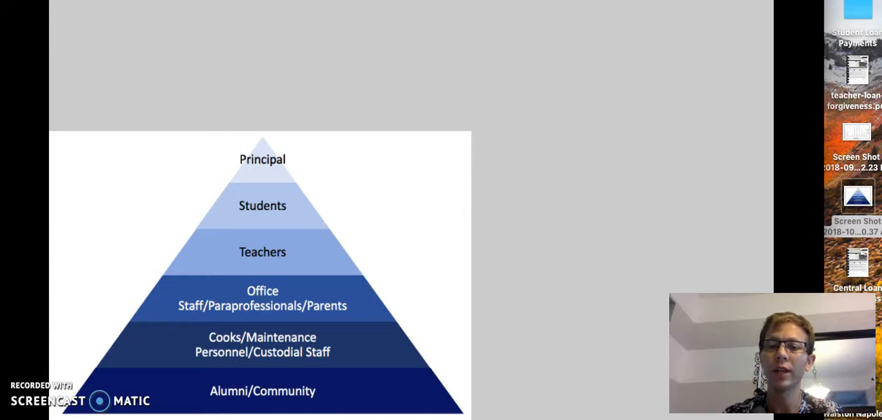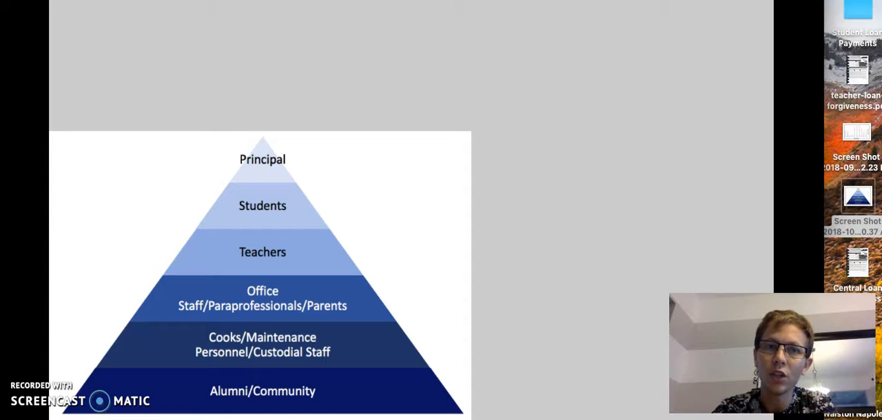Then students are next. Students are the number one priority of everybody. We wouldn't have jobs if it weren't for students. If students weren't there, we wouldn't have teachers. We wouldn't have cooks. We wouldn't have alumni, and the community would kind of go downhill. So those students are everybody's number one priority, and in my mind, that principal has to oversee everybody else to make sure that everything is going towards those students.